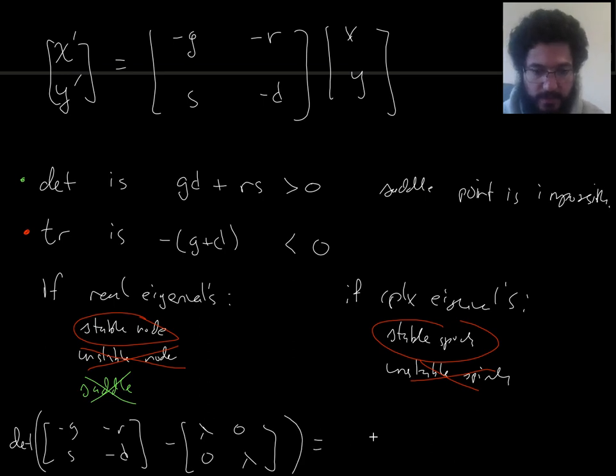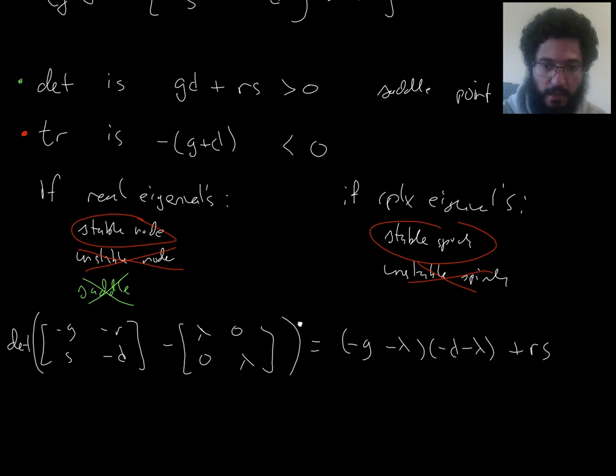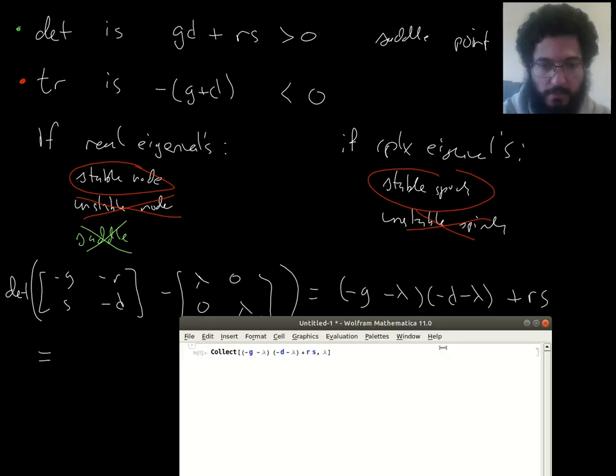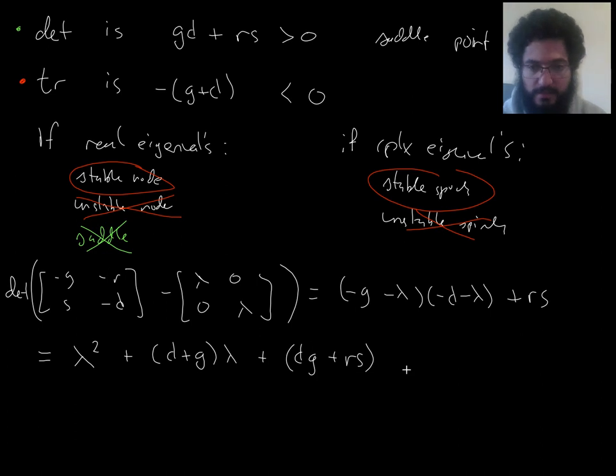So I've got negative g minus lambda times negative d minus lambda minus negative r times s, so plus r s. And then I'll do some algebra, or I'll make my computer do some algebra. And I've got this for my characteristic polynomial. Then, the eigenvalues are the roots of this.